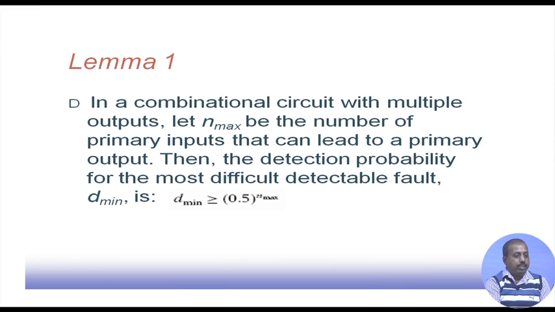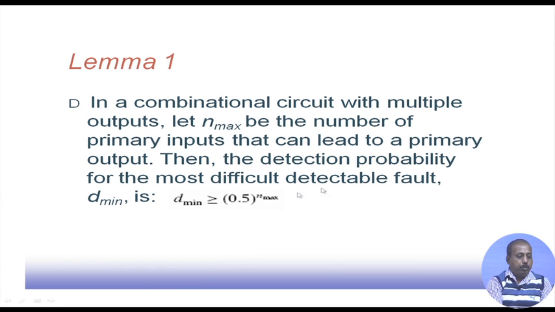There is a result that tells us that in a combinational circuit with multiple outputs, let n max be the number of primary inputs that can lead to a primary output. If you consider all primary output cones, n max is the maximum number of primary inputs associated with some primary output. There may be a number of primary outputs. For each of them we compute the cone, and we find that the largest number of inputs associated with any primary output is n max.